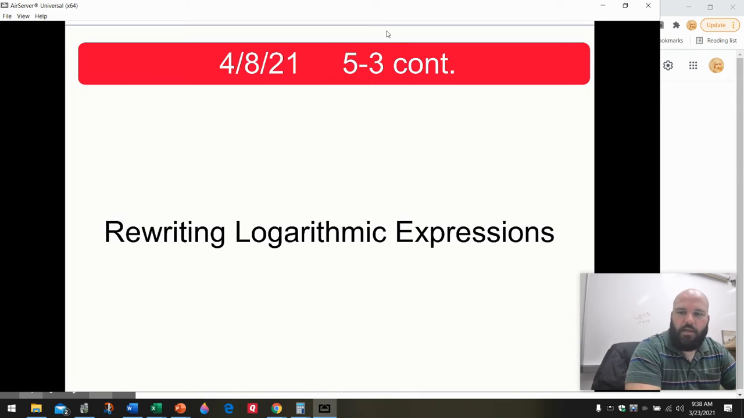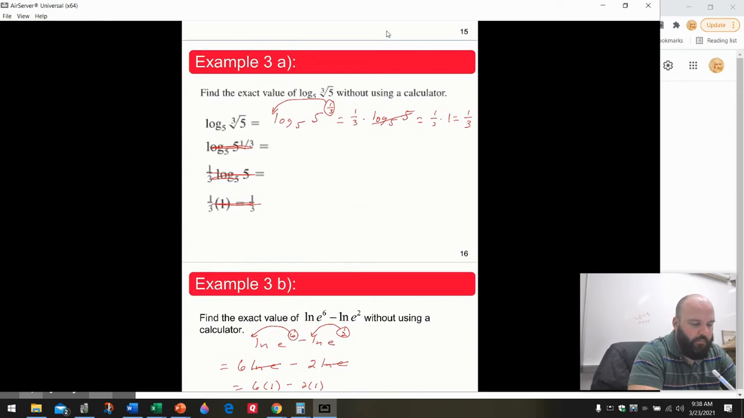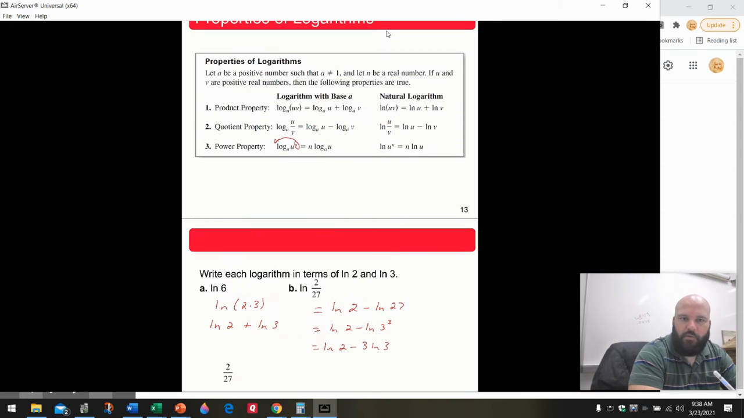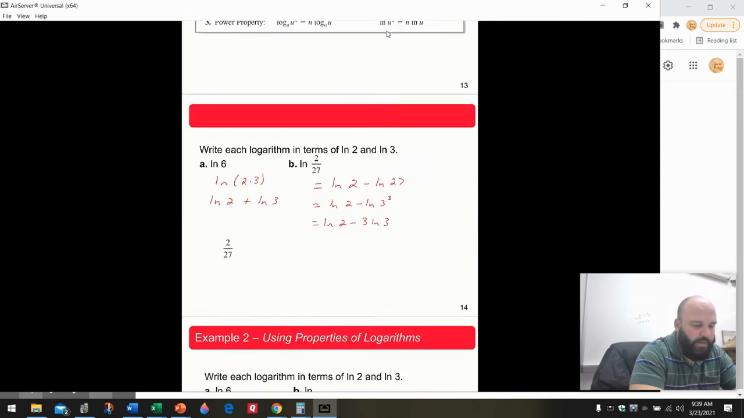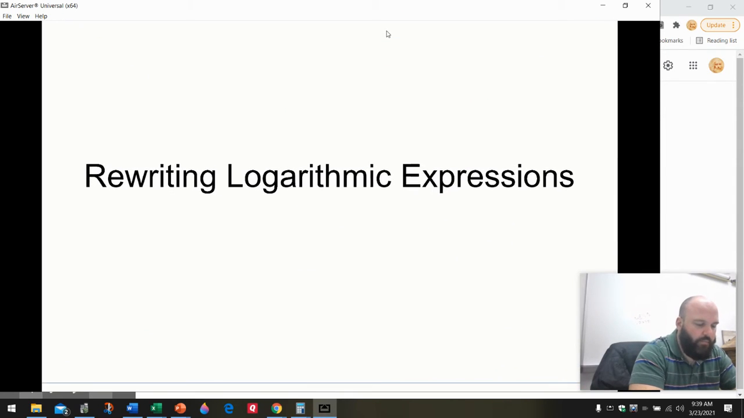Okay, hello everybody. So today I am going to show you a quick couple of examples utilizing the logarithmic properties that we talked a little bit about in the previous video. You can see some of those log properties right there. We have the product property, the quotient property, and the power property. And in the previous video, I showed you what those properties were and how to use them a little bit. So I want to show you a couple more examples in using those properties.